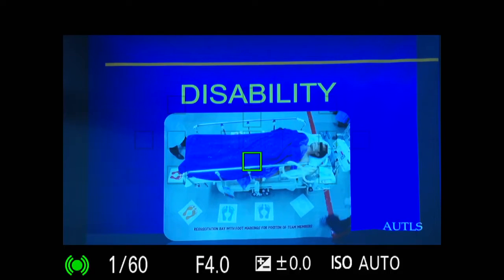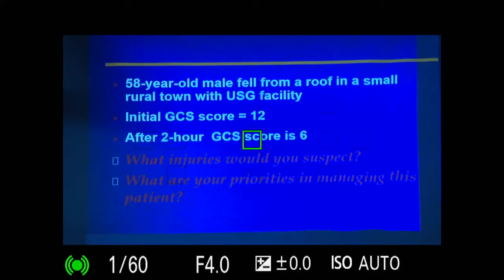So this is a 58-year-old man who fell down from a roof in a rural village. His initial GCS was 12. Everybody is aware of the GCS scoring system, very good. And after 2 hours the GCS became 6. So what injuries would you suspect?